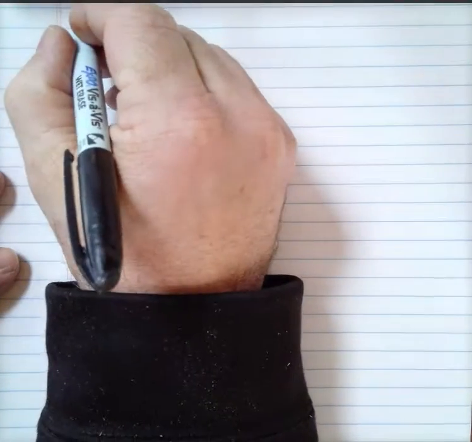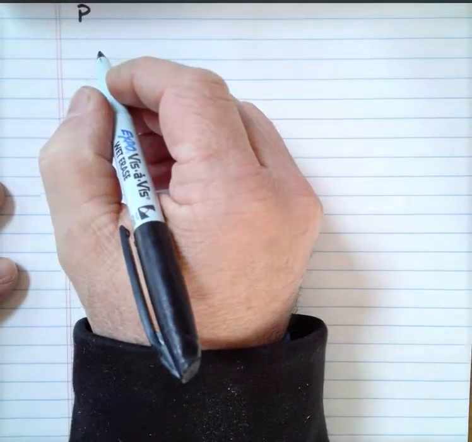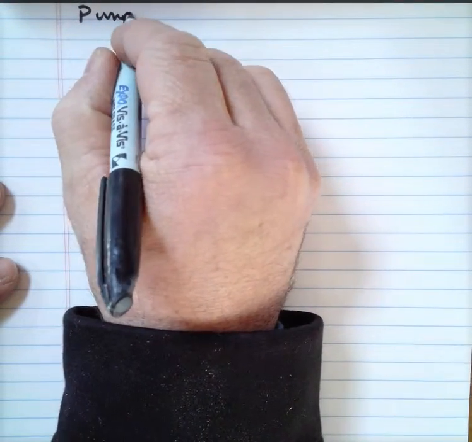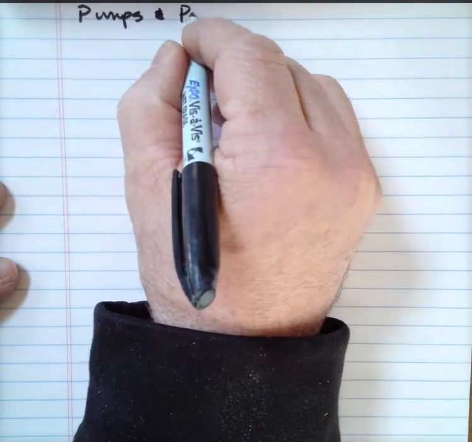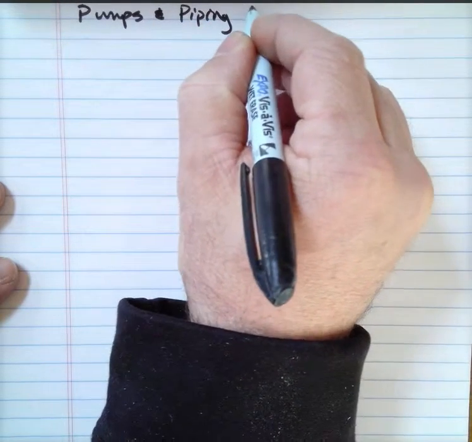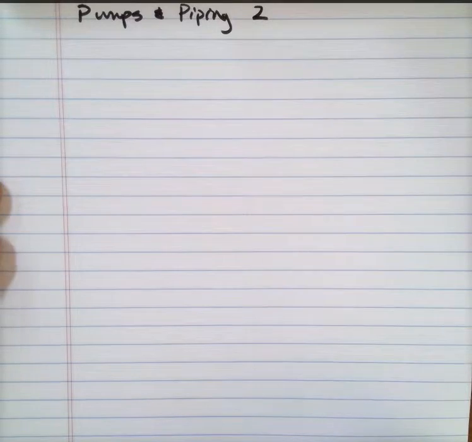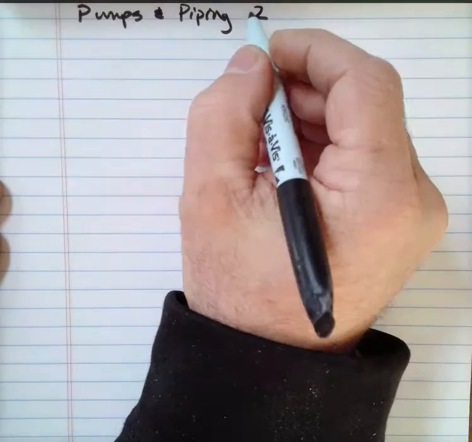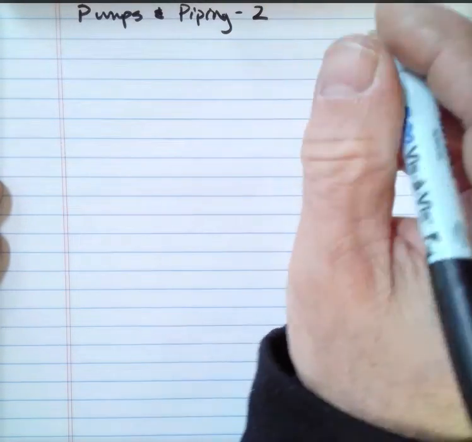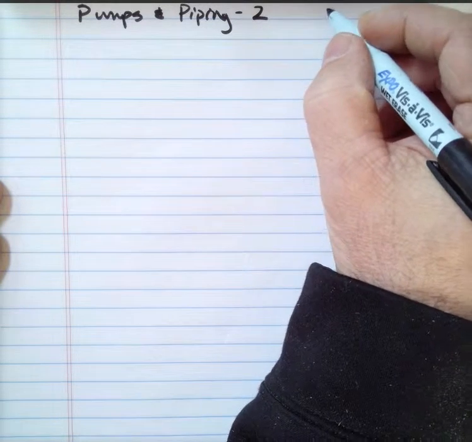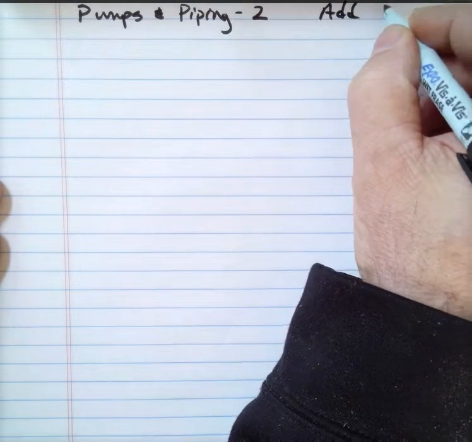All right, let's go on to pumps and piping 2. In pumps and piping 1, we learned what a pump curve looked like and what a head loss curve looked like. Now we're going to see how we add curves.